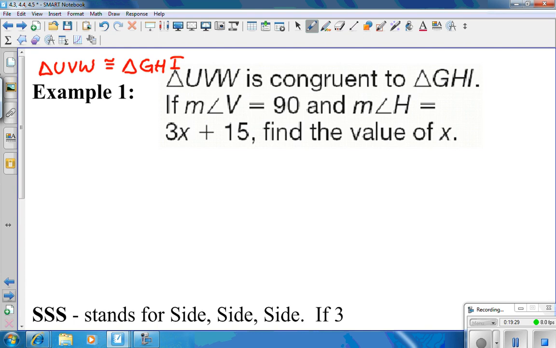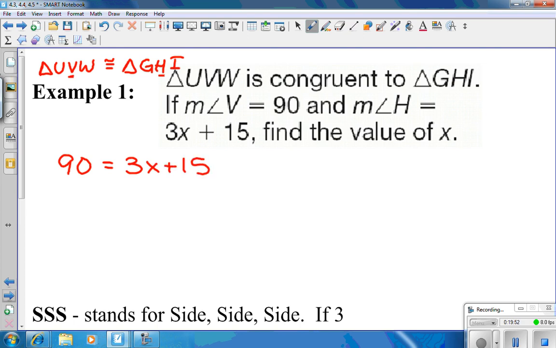So because of my congruent statement, I can find answers. The measure of angle V is 90, and the measure of angle H is 3x plus 15. What do we know about V and H? They're equal because they're in the same location. So 90 equals 3x plus 15.